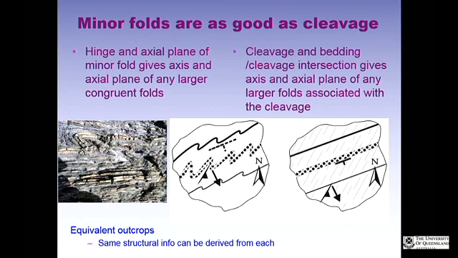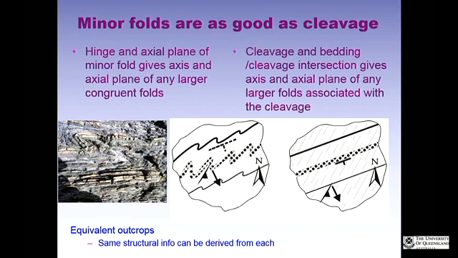So here are minor folds. They are S folds, and whether you have S or Z folds, they will give you some sense of asymmetry. They essentially give you vergence. Vergence is the sense of overturning, right? So you see vergence. You can determine vergence also by just looking at the axial plane of the fold relative to the enveloping surface. It does exactly the same thing.